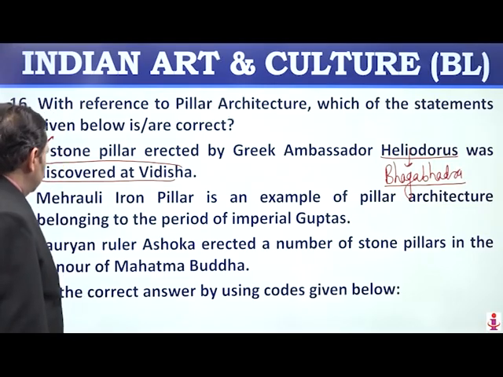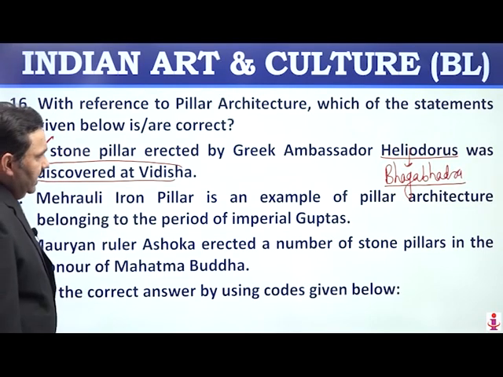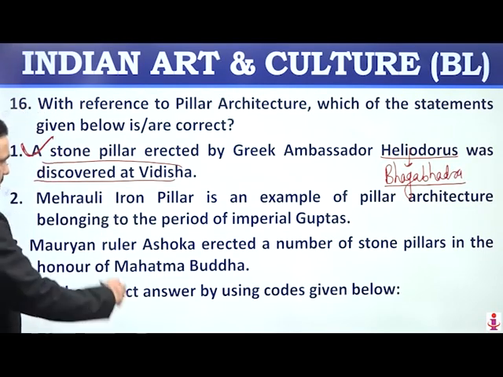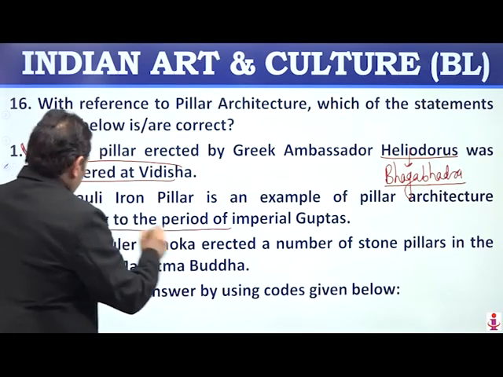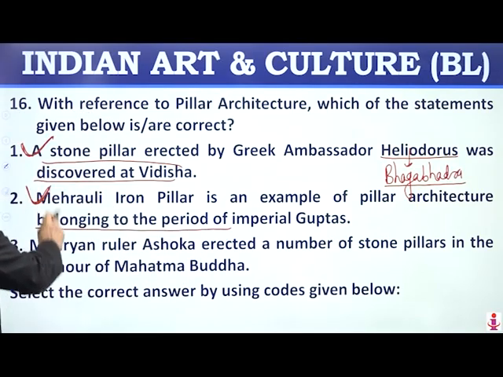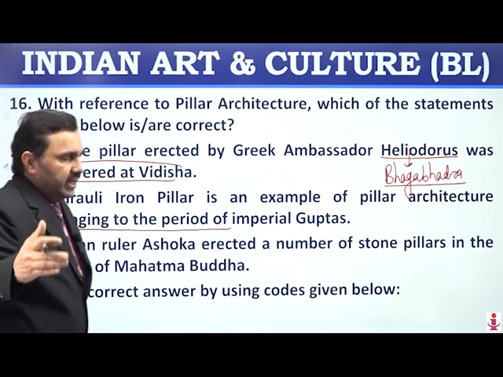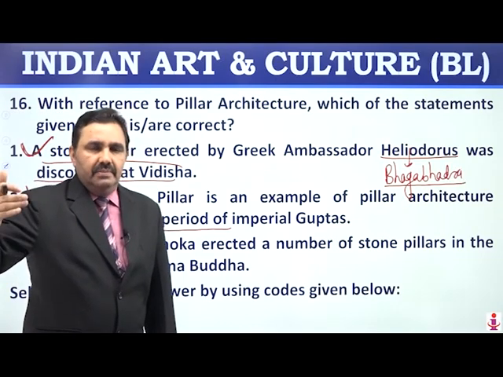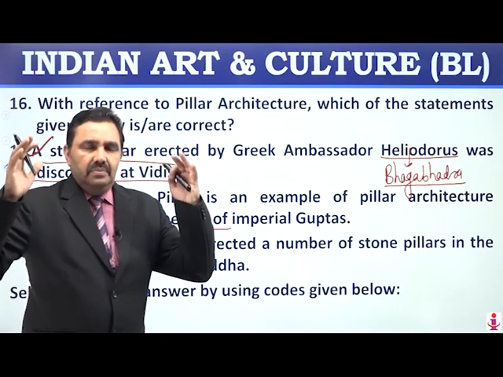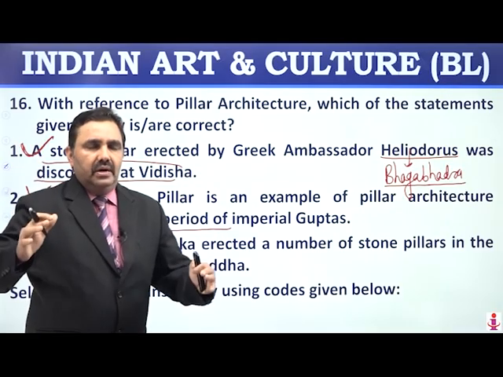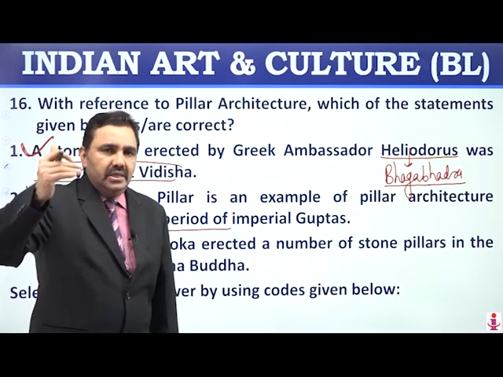Mehrauli iron pillar is an example of pillar architecture belonging to the period of Imperial Guptas, correct? It was originally located in front of Udaygiri cave. It was brought to Delhi by Sultan Iltutmish and now it is near Qutub Minar where Iltutmish placed it.